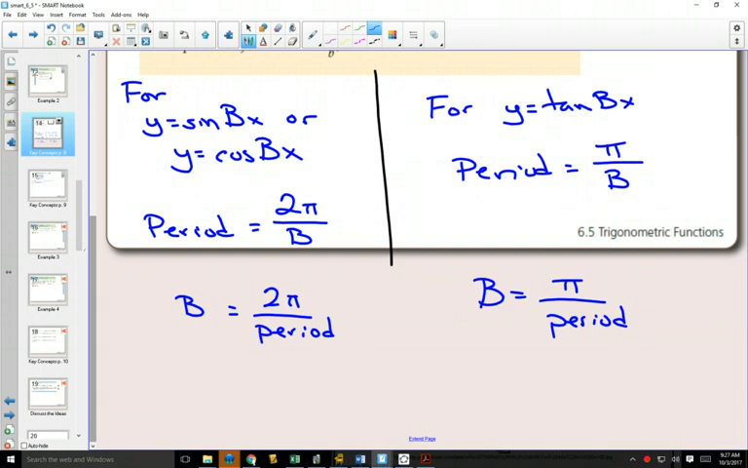Now, these formulas aren't on your formula sheet. Some people memorize it just because it's easy. Some people just think about horizontal stretches and compressions and it just makes sense to them, and then they don't need to think about the formula. But this is a very helpful tool to be able to figure out what your B value is or what your period is, depending on if you have an equation or if you have a graph.